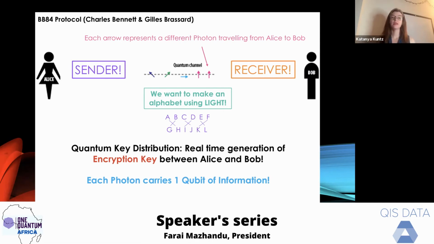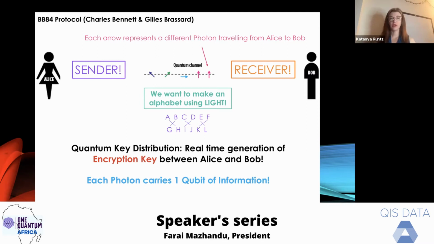But we're not trying to make the message right now. We're just trying to make that code. We're just trying to make the mapping. And so just to make up that special code between Alice and Bob, so that we can use that code to then encrypt the message, okay?